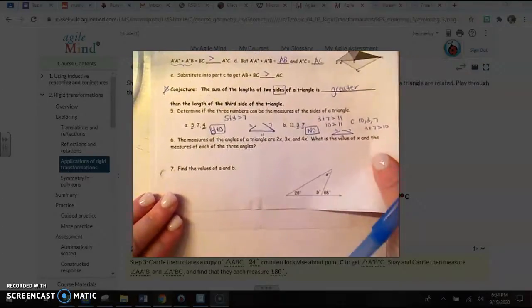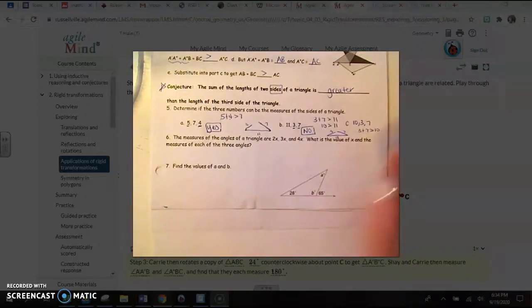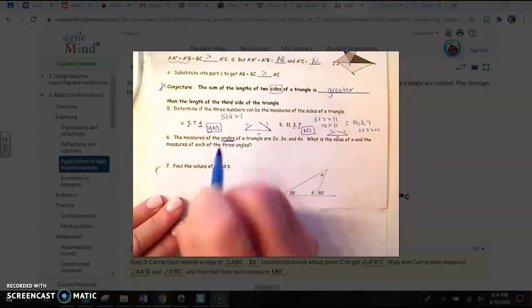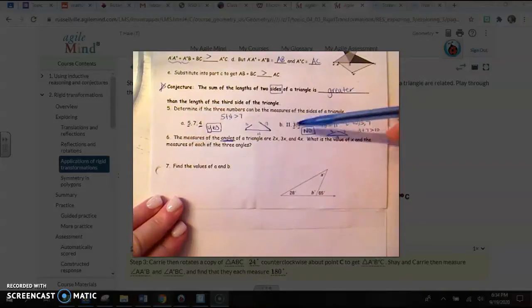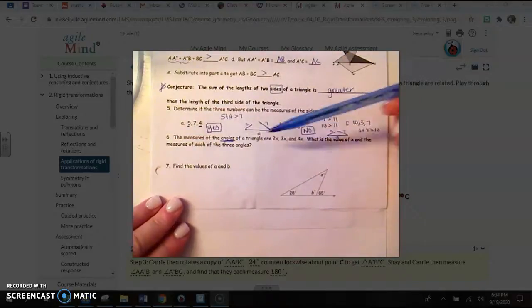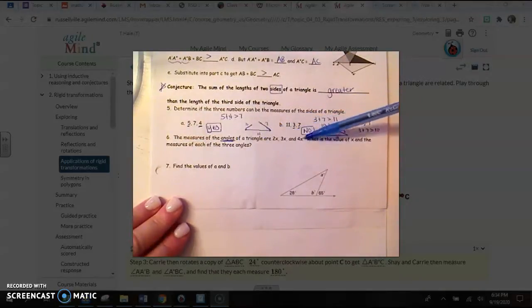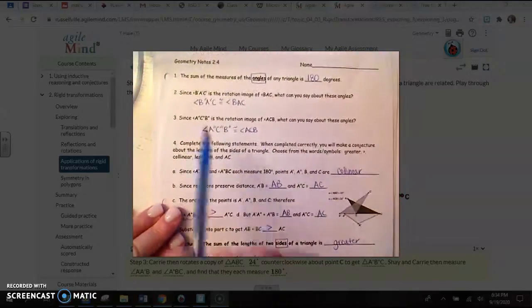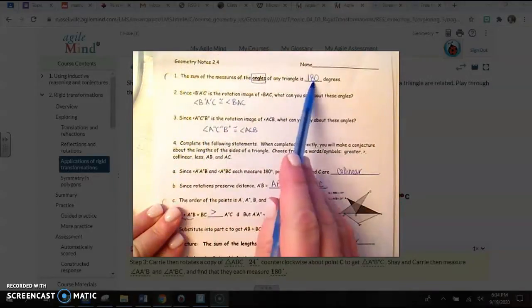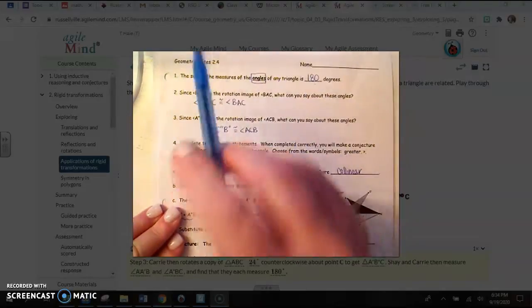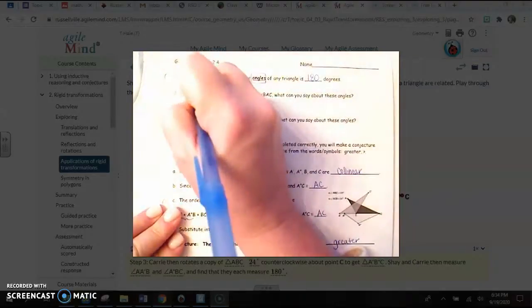Okay, so let's look at number 6 on your notes. It tells us the measure of the angles, not sides. So we're not using what we just did. We're using angles of a triangle are 2x, 3x, and 4x. We want to find the value of x and then the measure of each of those three angles. Well, what do we know about angles? Well, let's look back at number 1. We know their sum has to be 180 degrees. What does sum mean? That means they have to add to equal 180.